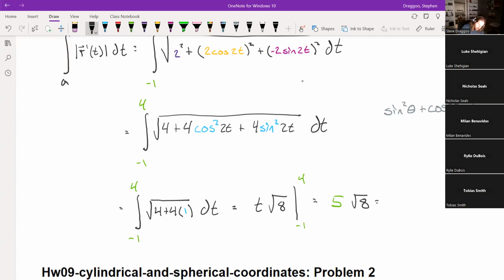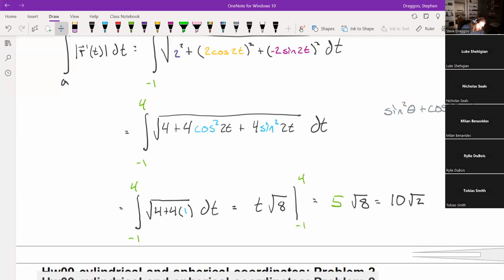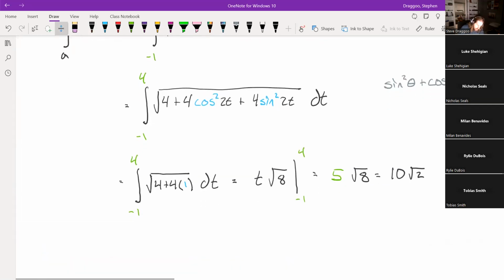And if you really wanted to, you could call it 10 root 2, since 8's got a square number that we could pull out. But probably at that point you're going to a calculator anyway, so that step's not super necessary. But I guess I'm flexing my algebra muscles a little bit.